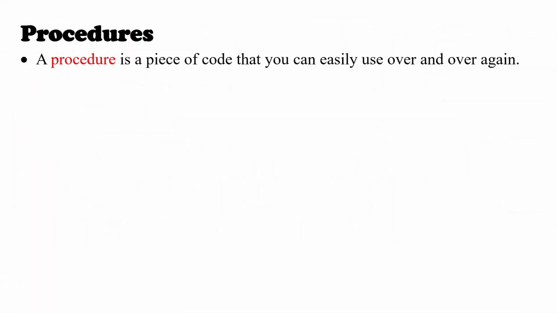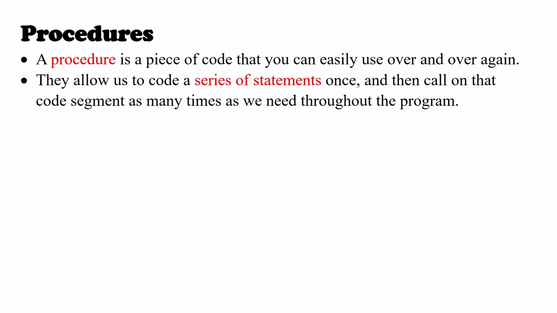So what we call a procedure in the pseudocode is a piece of code that we can easily use over and over again. And it allows us to code some sort of series of statements. Sometimes it's just one statement, sometimes it's many statements, but we only have to code it once. And then we call on that code segment that we wrote as many times as we need throughout the program.